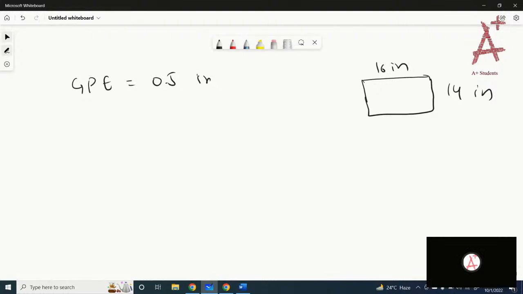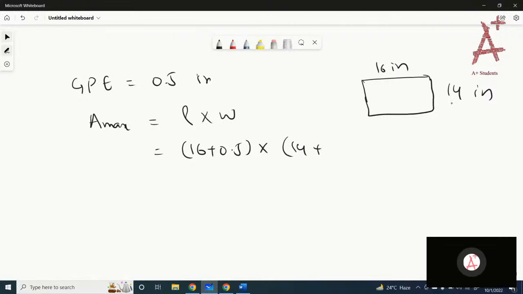So you have to find the minimum and maximum possible area. The area for the rectangle is length times width. For the maximum value, you have to add the error in each value. So 16 plus 0.5, and times the width, 14 plus 0.5. Got it? So just multiply them, 16.5 times 14.5. So it would be then 239.25.